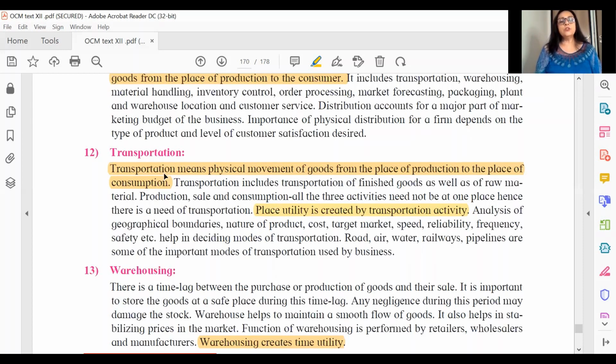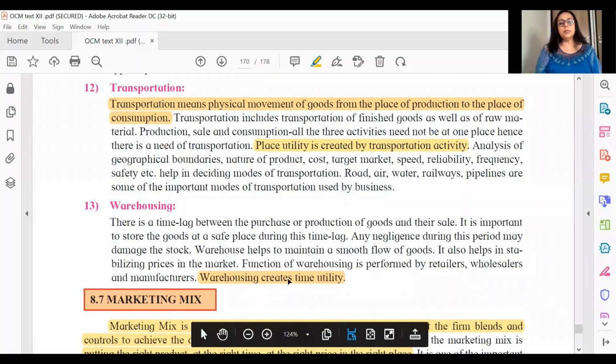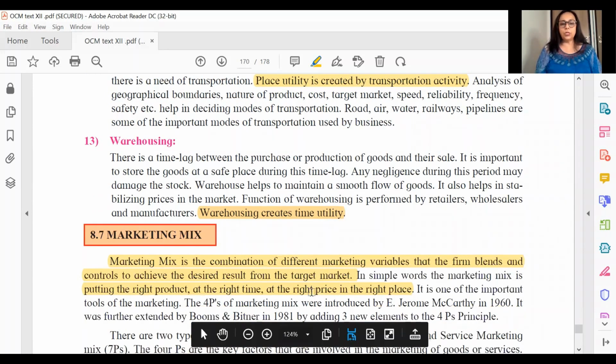So again, what is transportation? Transportation means physical movement of goods from place of production to the place of consumption. And place utility, dash utility, is created by transportation activity. Correct the underlined word could be there. You might have time utility is created by transportation. You correct the underlined word time and replace it with place utility is created by transportation activity. Similarly, same question could also come for warehousing, where the correct answer is warehousing creates time utility.